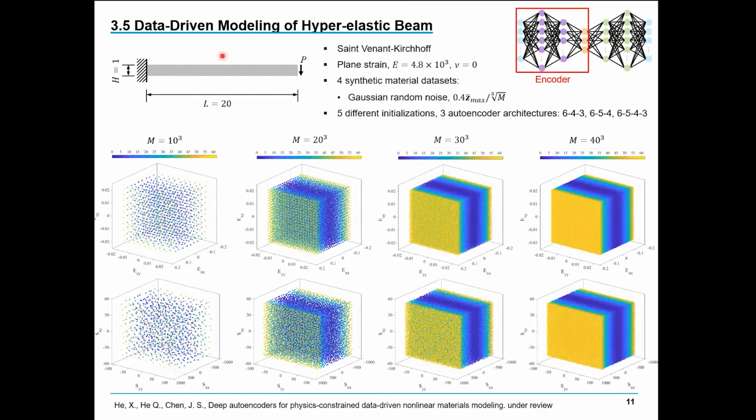The first example is the data-driven modeling of a hyperelastic beam under large deflection with four synthetic noisy material datasets generated by using the Saint Venant-Kirchhoff material model. The figures below here are the four noisy synthetic datasets. The top row is the 3-dimensional strain dataset, and the bottom row is the 3-dimensional stress dataset.